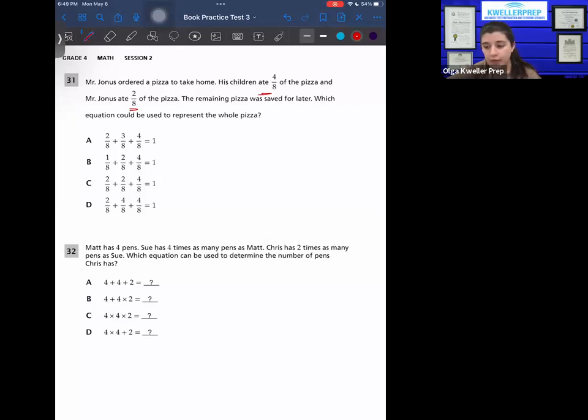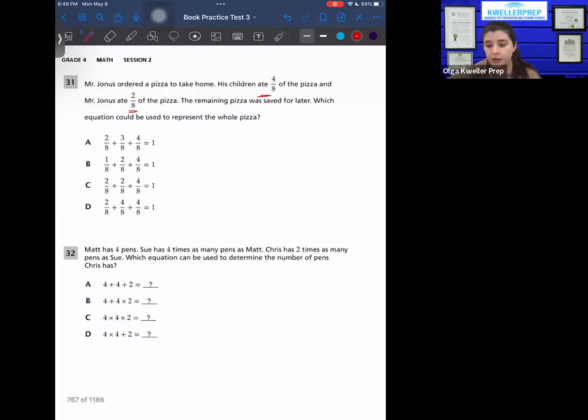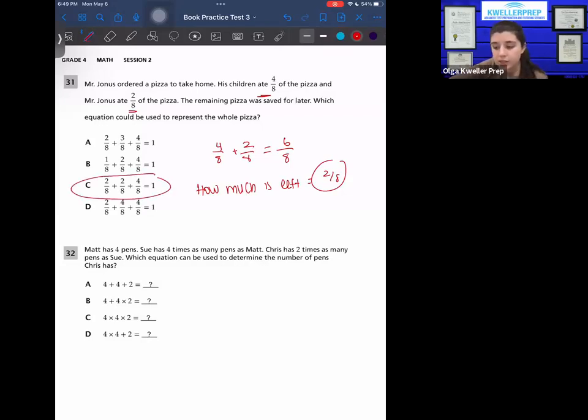Okay, so we have 4/8 and 2/8, right? So if we ate 4/8, and then we ate another 2/8, that means we ate a total of 6/8 of the pizza. How much of the pizza is left? Yeah, right? 2/8. So that means that this is our missing piece to add to 1. So we need 4/8, 2/8, and 2/8, and the only choice that gives us that is choice C.